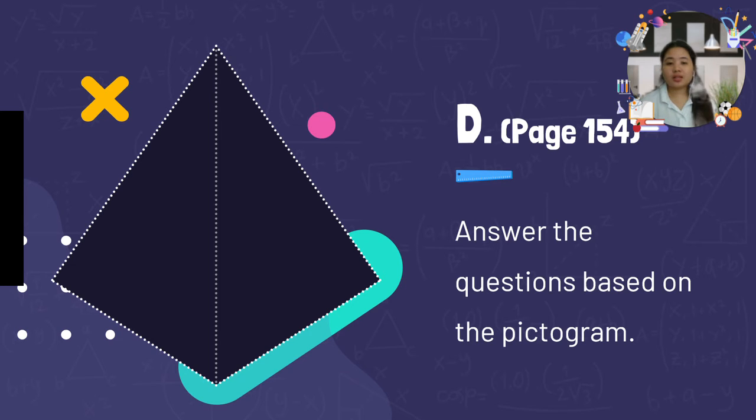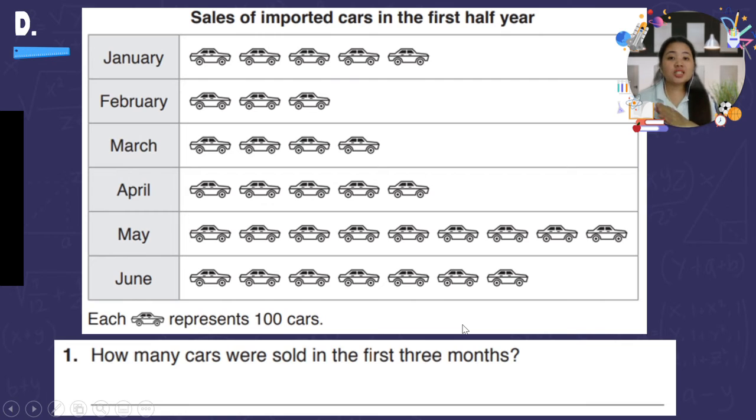Now, let's go to the next page. We are in letter D, page 154. In letter D, you have to answer the questions based on the pictogram. As you can see in the pictogram, that is the sales of imported cars in the first half year. First half meaning the first 6 months. So we have January, February, March, April, May, and June.